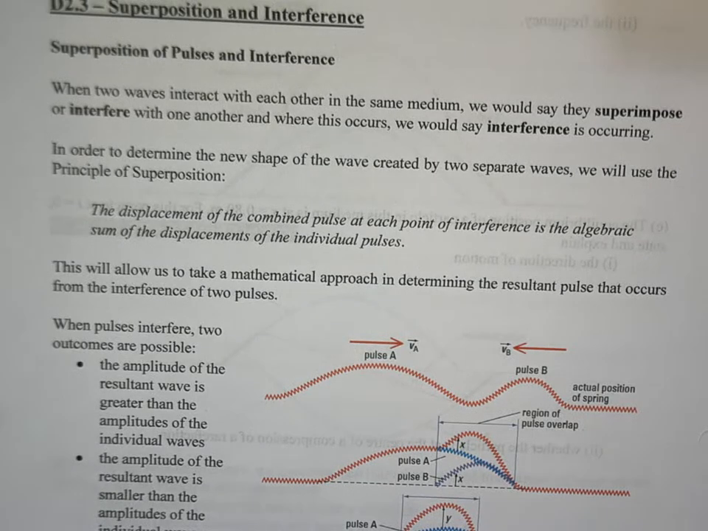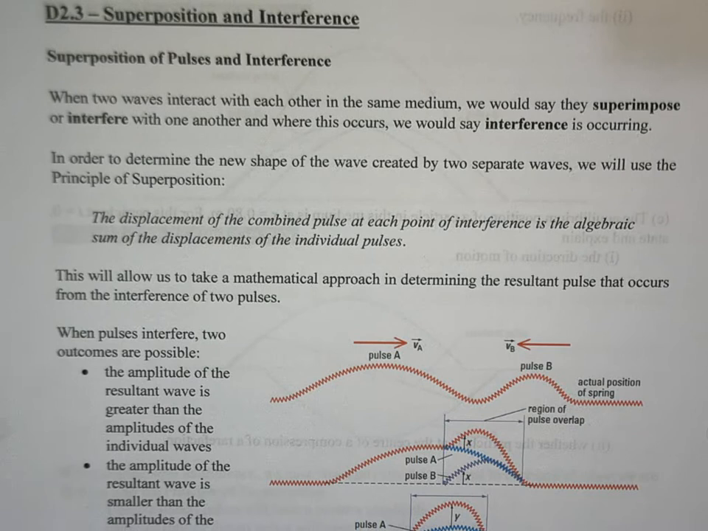Alright, so what we'd like to look at now is two waves interacting in the same medium. When they interact, we're going to say that these waves superimpose on each other, or they're going to interfere with one another. And if they interfere with one another, we're just going to say that interference is occurring.